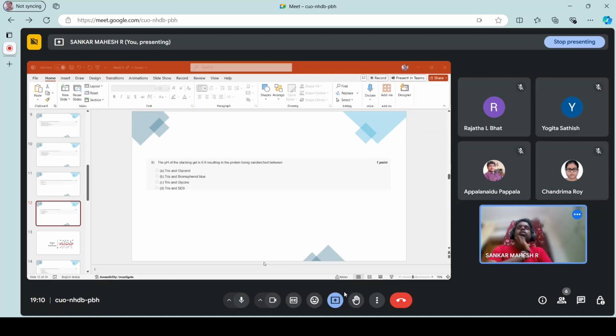Okay. So we were just discussing the concept of stacking earlier. Now, why is the pH of the stacking gel lower than the pH of the running gel? Does anyone know the reason?